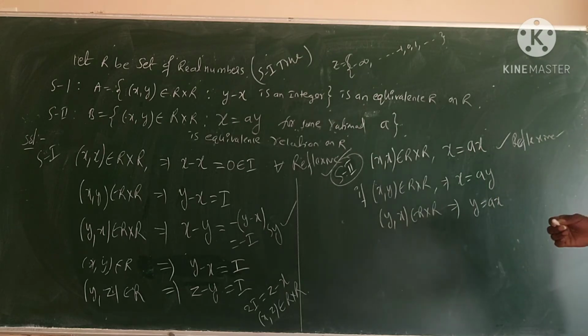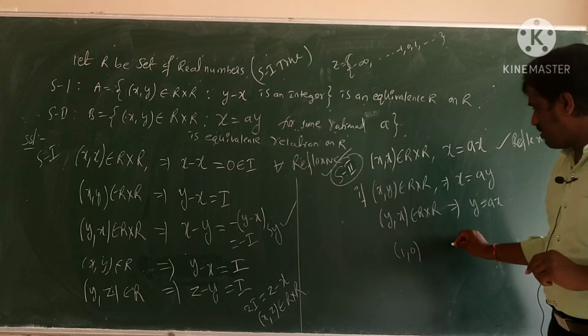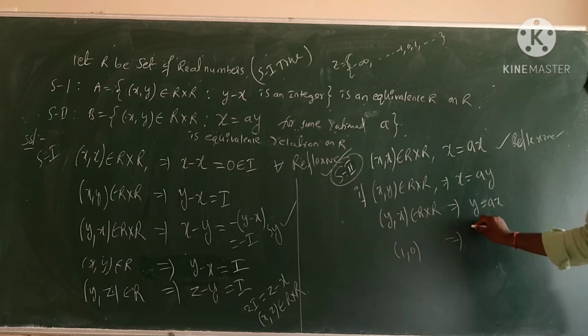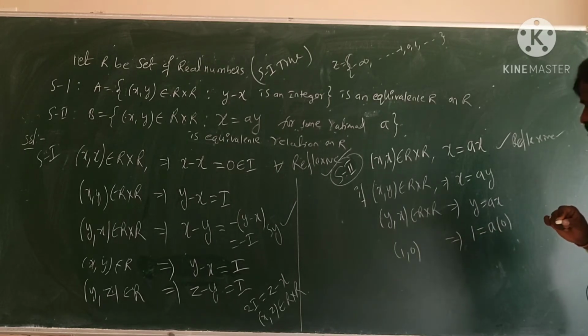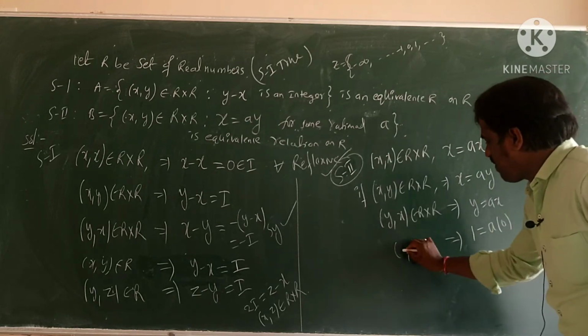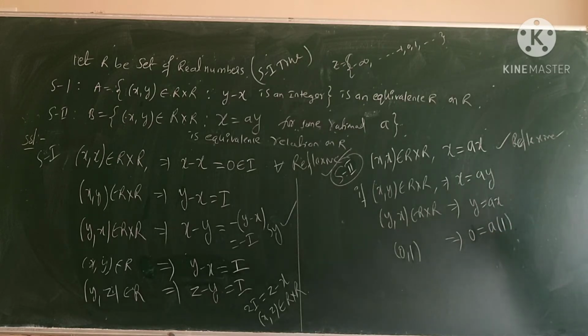So simple, my idea: I am taking (1, 0). So what should I get here? 1 is equal to some a times 0. Okay, sir? I take (0, 1). So what do I get here? 0 is equal to a times 1. Tell me, will there be any value of a to satisfy this? 0. So it exists.